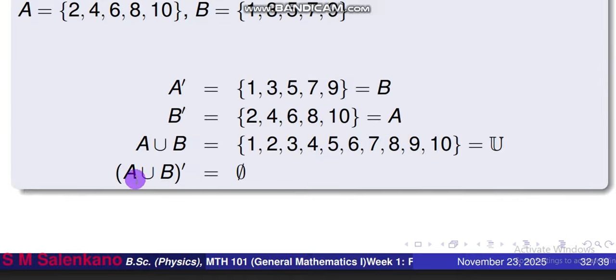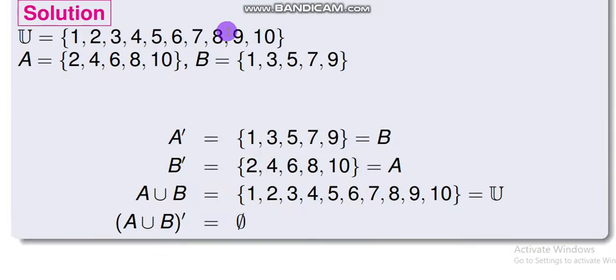Now if I unite the two, A union B will give me everything in the universal set. Can you see everything? Because you are uniting the odd numbers and the even numbers together. So you have the numbers 1 to 10 all together, and this will be exactly equal to the universal set.